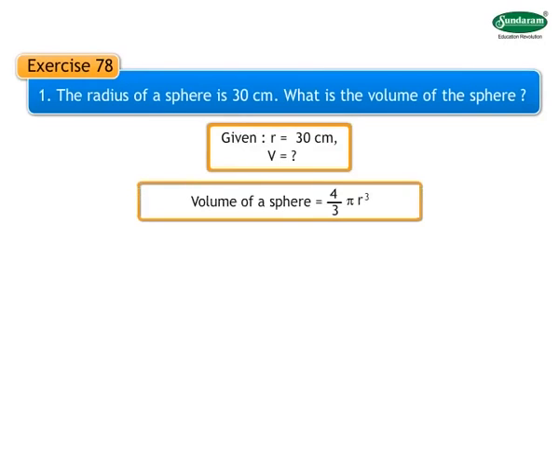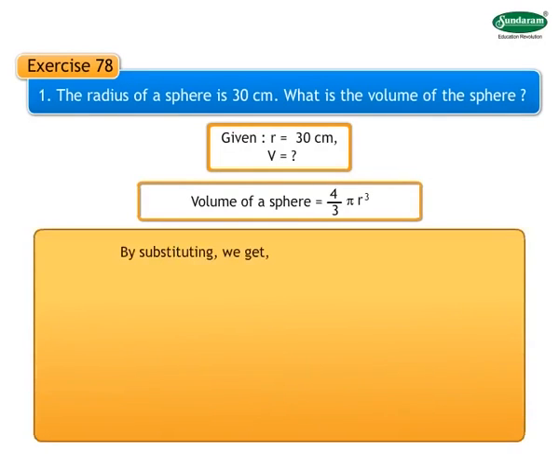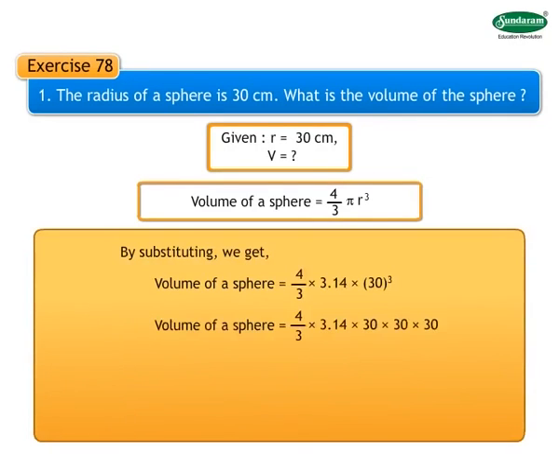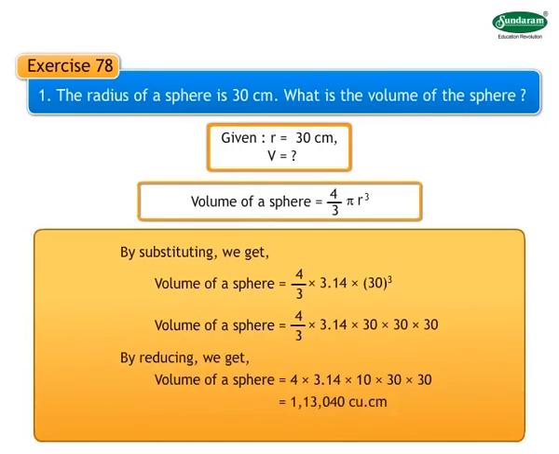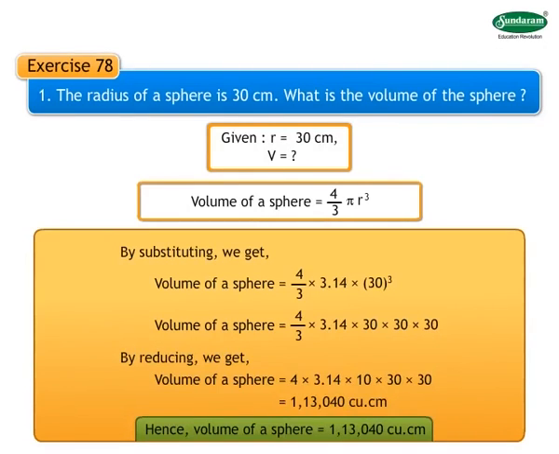As per the formula, the volume of the sphere is 4 upon 3 pi r cube. By substituting, we get the volume of the sphere is 4 upon 3 into 3.14 into 30 the whole cube, which means 4 upon 3 into 3.14 into 30 into 30 into 30. By reducing, we get 4 into 3.14 into 10 into 30 into 30, which is equal to 1,13,040 cubic centimeter. Hence, volume of a sphere is equal to 1,13,040 cubic centimeter.